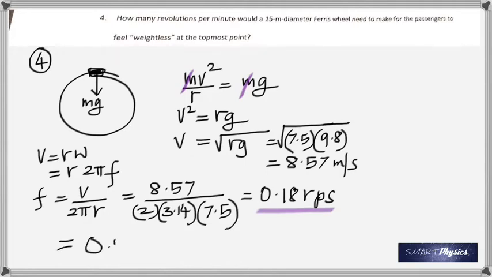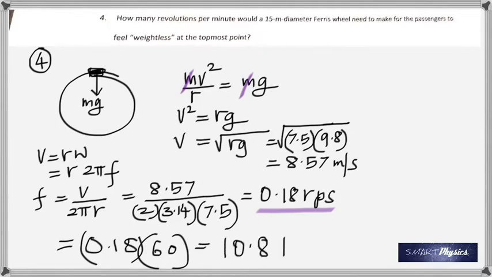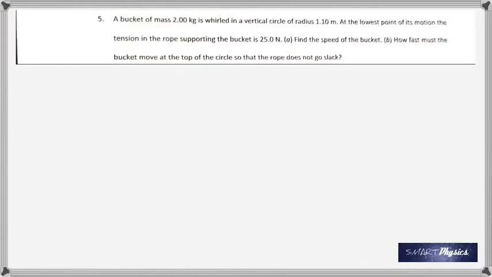Once you get it per second, you can multiply it by 60 to find the rotations per minute. 10.8 rotations per minute. And that's the answer. Number 5, a bucket of mass 2 kg is whirled in a vertical circle of radius 1.10 meter.